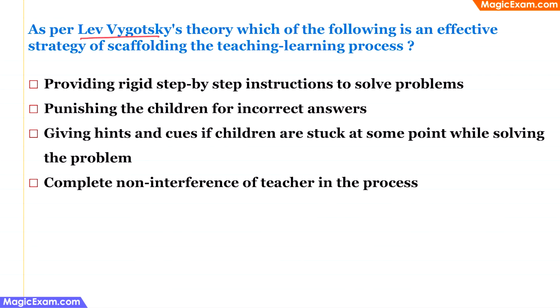As per Lev Vygotsky's theory, which of the following is an effective strategy of scaffolding in the teaching and learning process? Now, as we discussed in part 1, there are some things which the children can do independently. There are some things where the children need some support, help or guidance. They can do this, but they are facing some difficulty. Therefore, the teacher will act as a scaffold. In the sense, she will provide some support or help or guidance so that the children can solve this on their own.